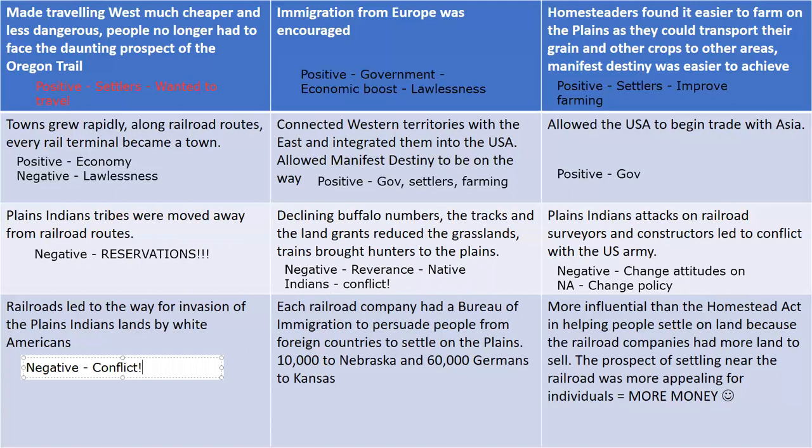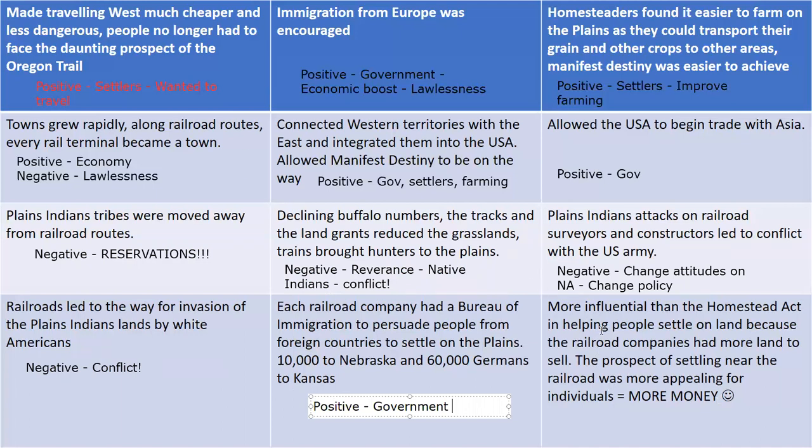Each railroad had a Bureau of Immigration to persuade people from foreign countries to move onto the plains, 10,000 to Nebraska and 60,000 Germans to Kansas. I mean, this again is another positive aspect for the government. But you could argue all of these statements, minus the ones we've already talked about, you could say that a lot of them were negative for the Native Americans.